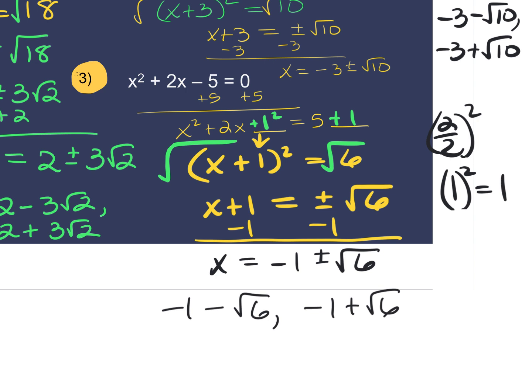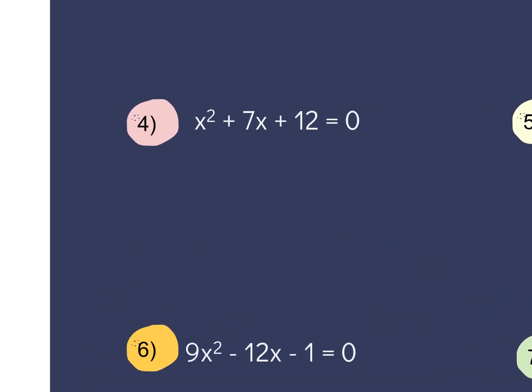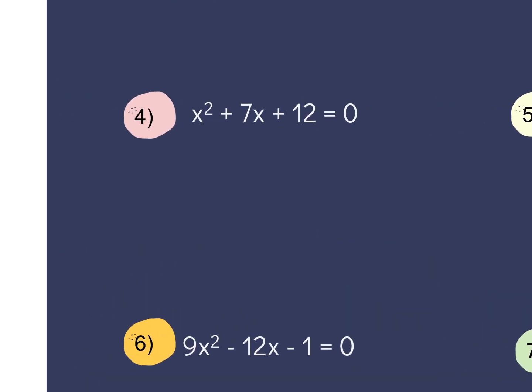My b term was an even number. So when I divided it by 2, I didn't have any kind of decimals or fractions. On number 4, my b term is an odd number. I'm not going to make it a decimal. I'm going to leave it an improper fraction. So let's try it. So for number 4, it's in standard form. The number in front of x squared is a 1. So all I need to do is move the constant to the other side. So I'm going to subtract 12 from both sides.